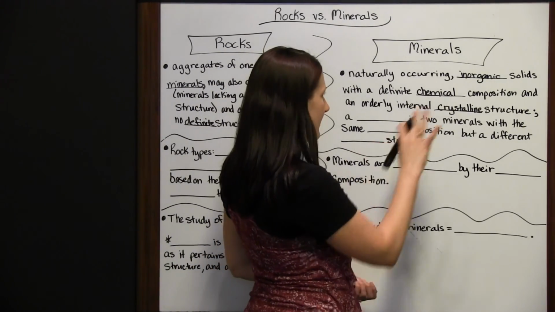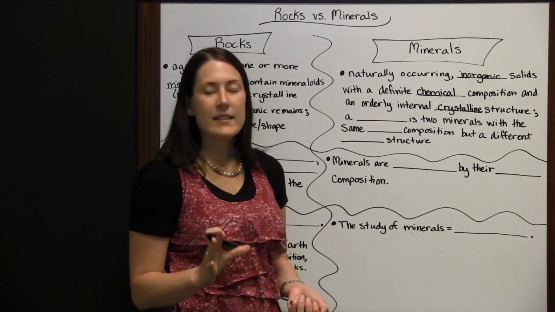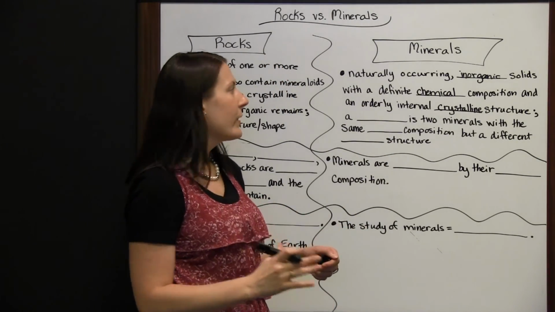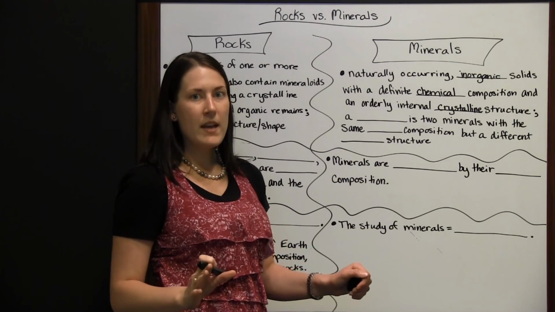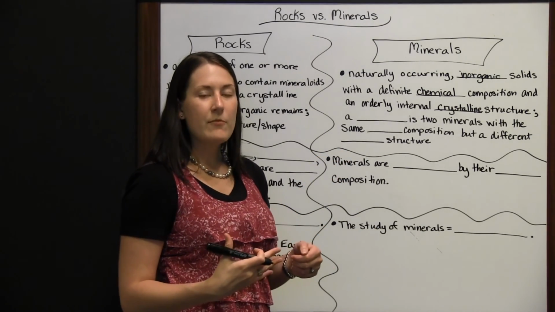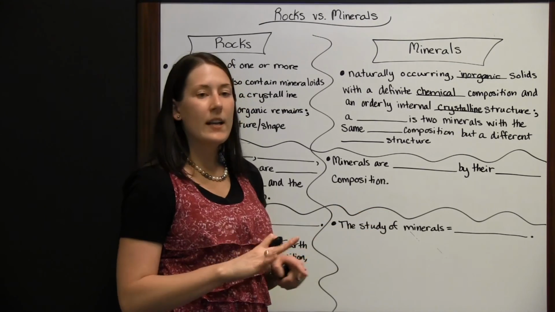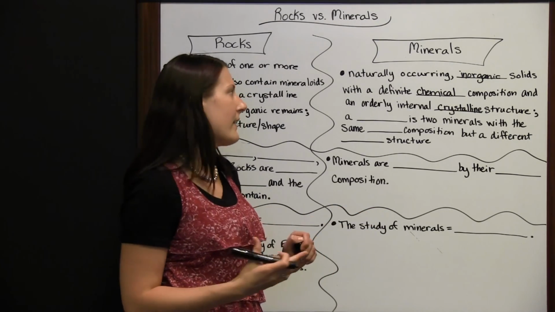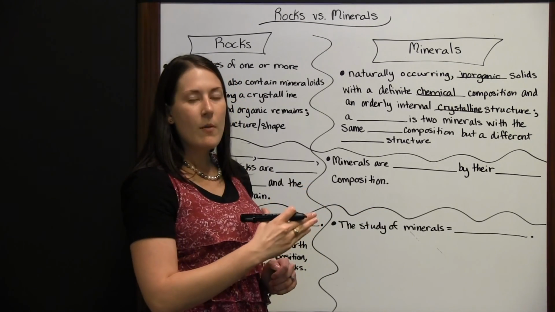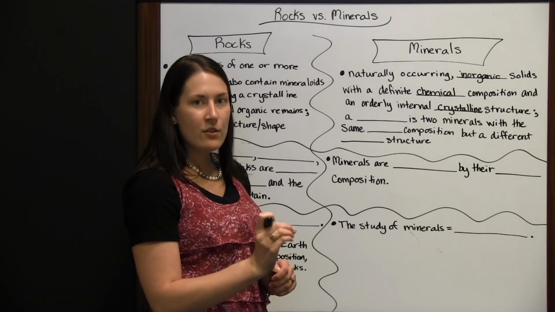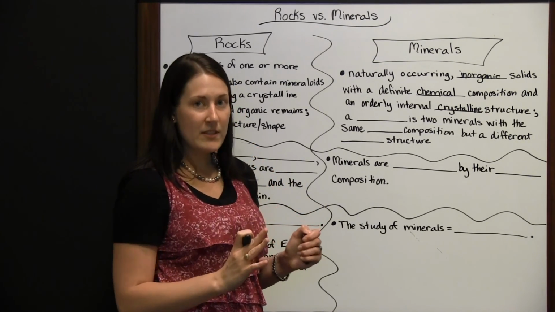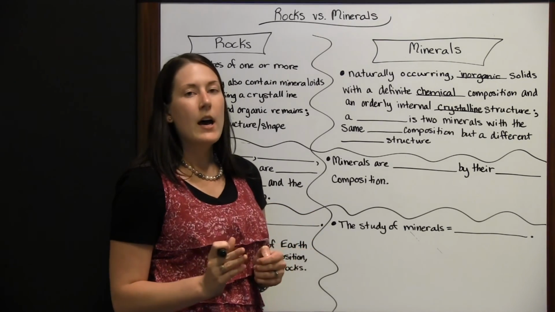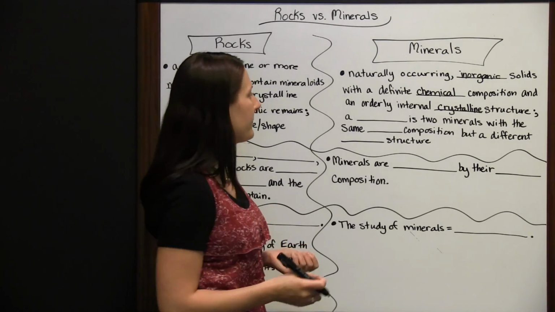And let's see, so that's a mineral. A mineral at its basic point is a naturally occurring inorganic solid, so made naturally from the earth, and it doesn't have anything that used to be alive. It has a definite chemical composition and a definite internal crystalline structure. So it's got to form the same way every time to be a specific mineral.